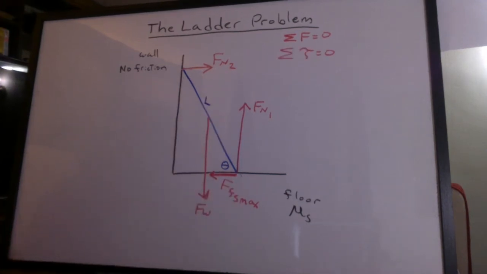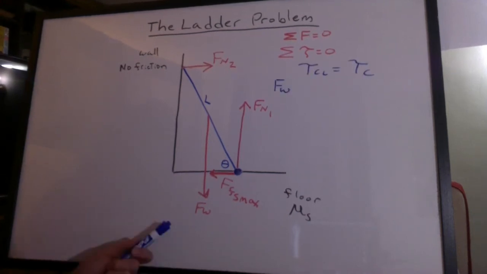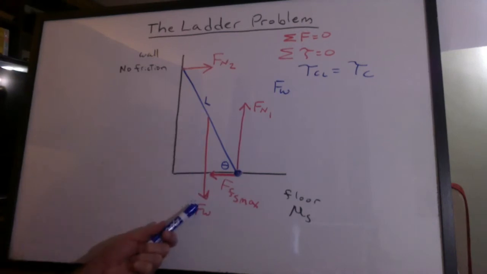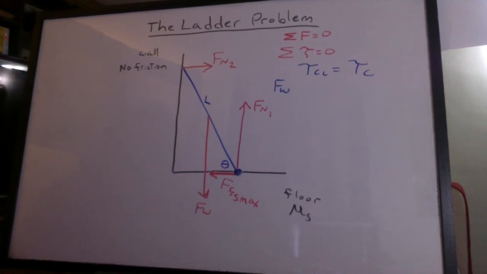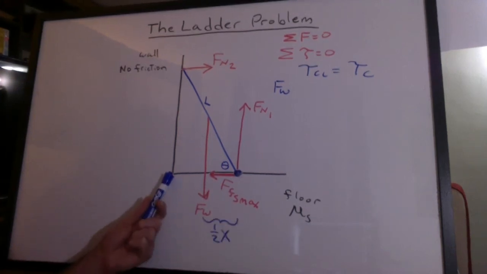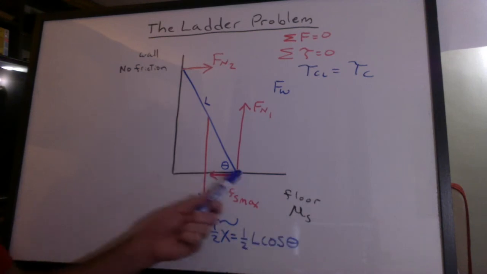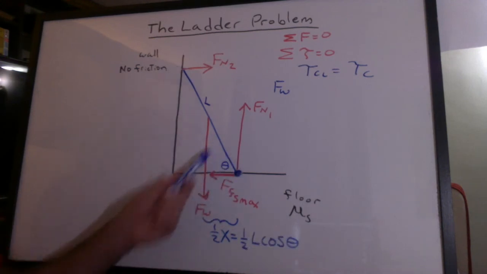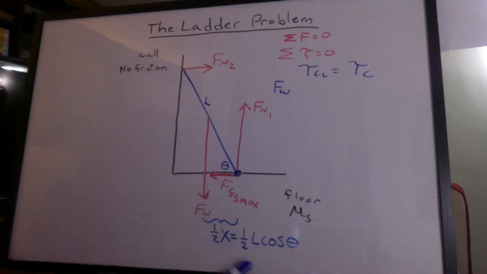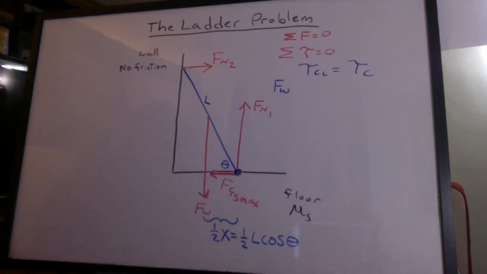But we also know that the ladder isn't rotating, so we'll say the sum of the torques is 0. We'll try choosing the bottom end of the ladder as the pivot. Torque counterclockwise equals torque clockwise. The weight of the ladder is making this rotate counterclockwise. But what's the distance? It's going to be 1/2 the distance from the wall to the pivot. And this distance could be found by taking L times cosine theta. So we need 1/2 of L cosine theta.